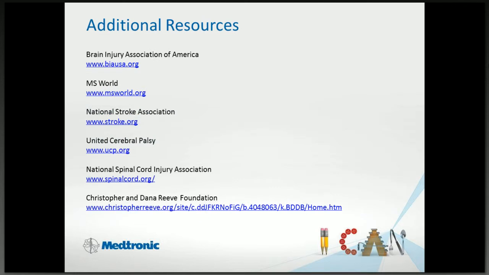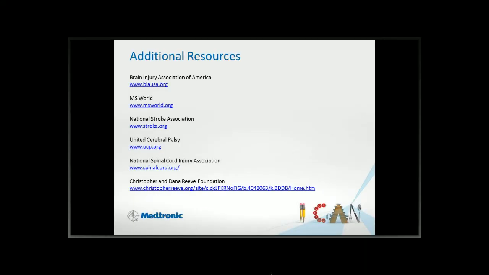We've briefly covered a lot of information in a very short period of time, and I want you to be aware that there are many additional resources to learn more about spasticity and the diseases and injuries that lead to spasticity. Some of the resources include the Brain Injury Association of America, MS World, National Stroke Association, United Cerebral Palsy, National Spinal Cord Injury Association, and the Christopher and Dana Reeve Foundation. Next slide.